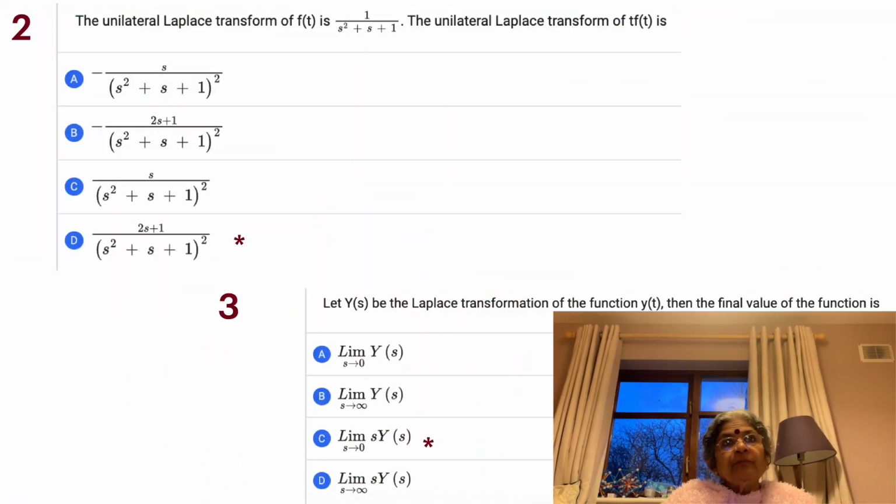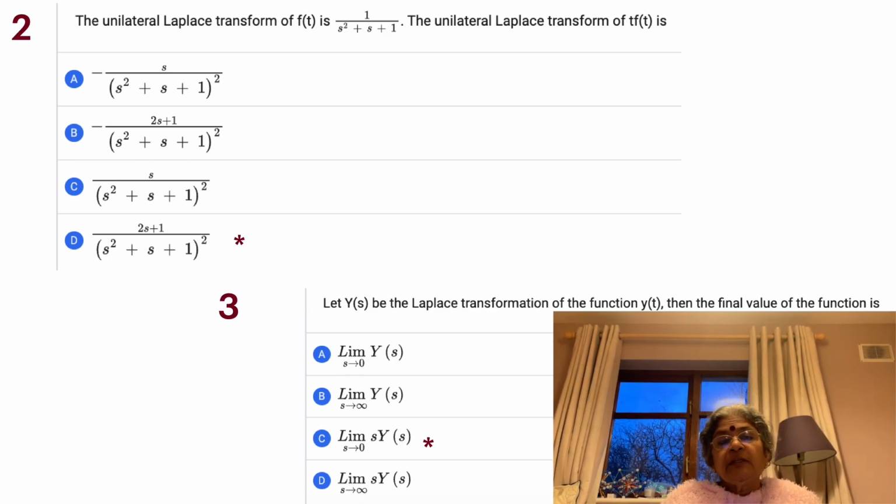Okay. Similarly, the unilateral Laplace transform, where we take the integral from 0 minus to infinity. Why 0 minus? Such that we can pick out the initial condition happening between 0 minus to 0 plus. Okay, so that's how it can be explained. So the unilateral Laplace transform of f(t) is 1 by s square plus s plus 1, the unilateral Laplace transform of t f(t).